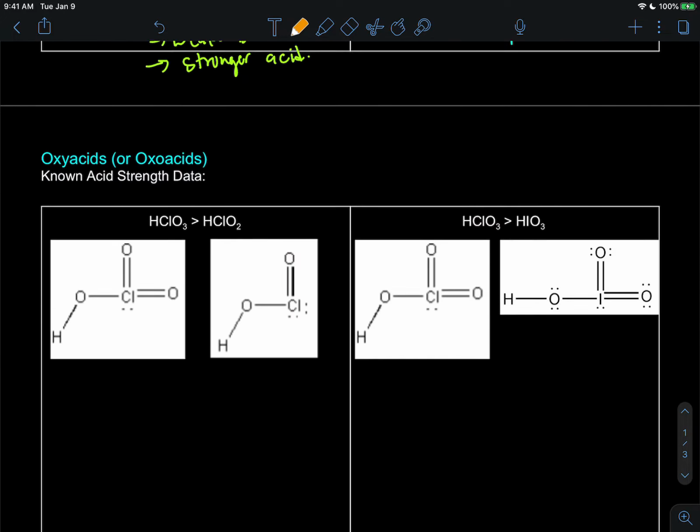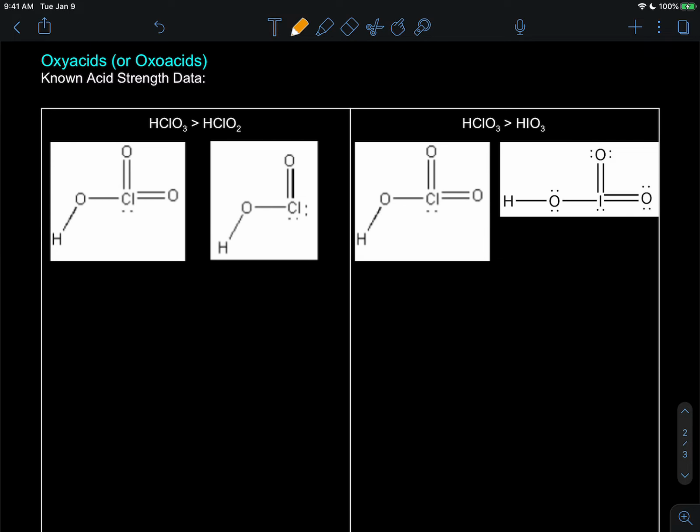So let's go ahead and look at our second group, which would be oxyacids or oxoacids, depending on who you ask, tomato, tomato. And so now what we're looking at here is an acid with some number of hydrogens, some element, and then some number of oxygens. That's why we call it an oxoacid. So again, we're going to look here thinking about the two factors.